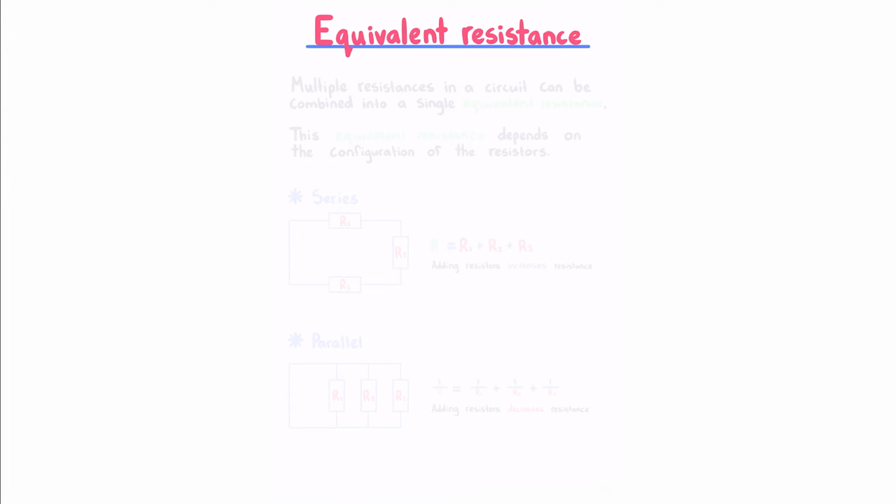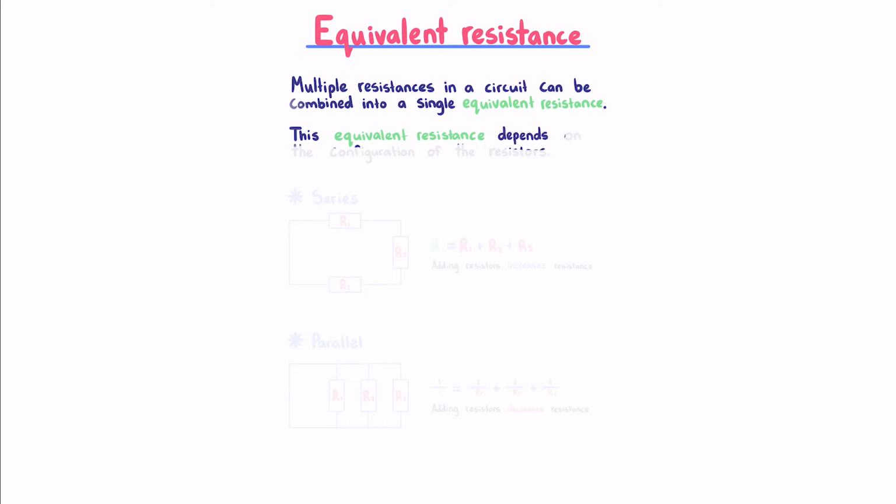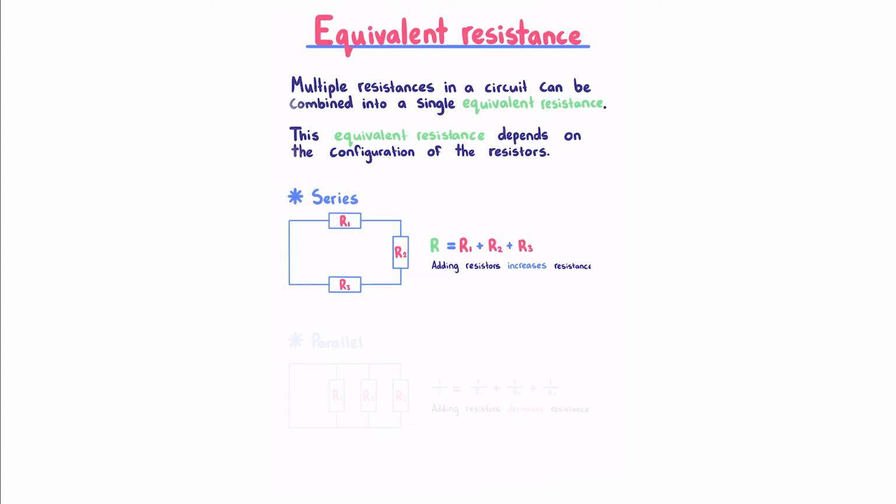Equivalent resistance. Multiple resistances in a circuit can be combined into a single equivalent resistance. This equivalent resistance depends on the configuration of the resistors. For resistances in series, the equivalent resistance is just the sum of the resistances. In this case, adding resistors increases the resistance. However, for resistors in parallel, the equation becomes 1 over the equivalent resistance is the sum of the 1 over resistances. In this case, adding resistors decreases the resistance.